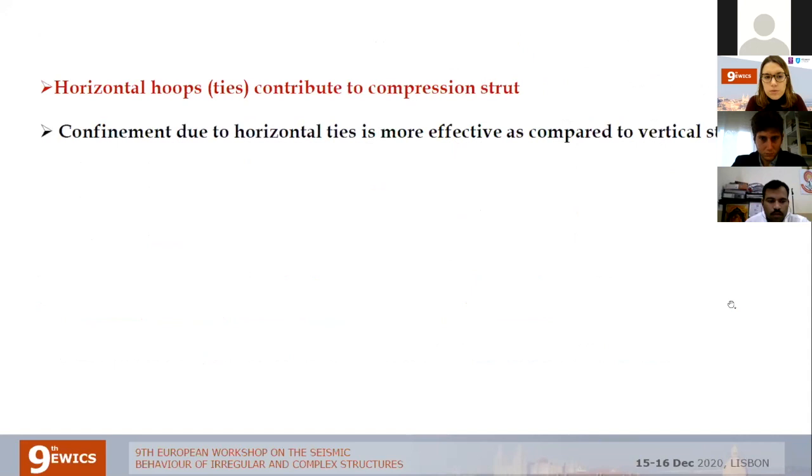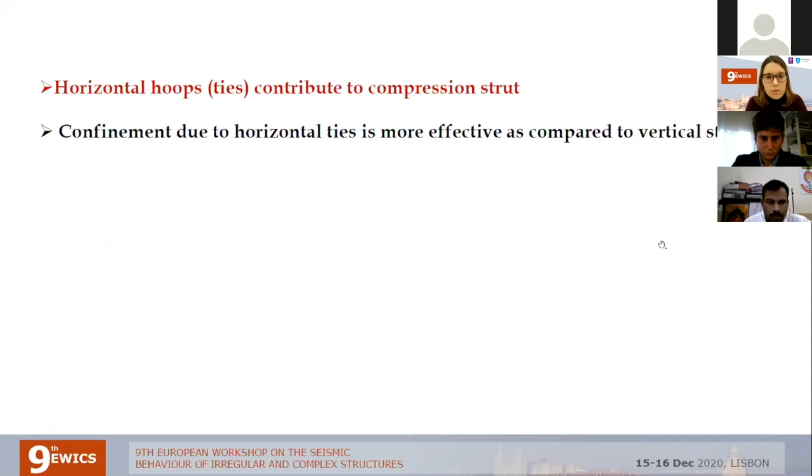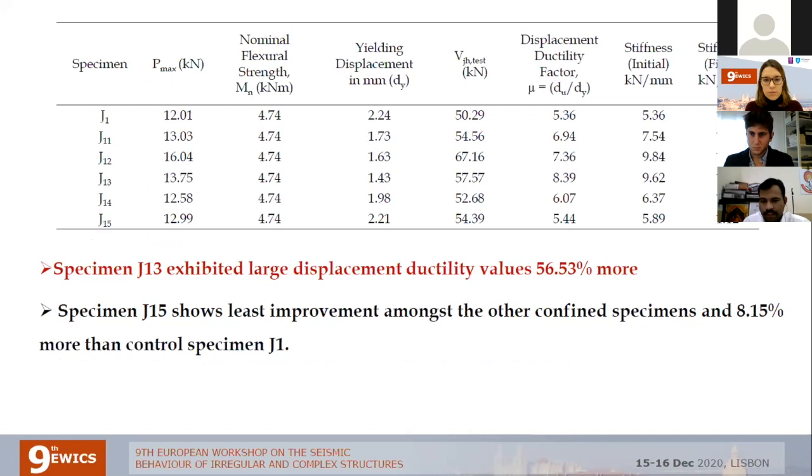Specimen J13 exhibits the largest ductility, which is near about 56.53% more, due to good confinement in the beam column joint region. As a result, there is proper anchorage and an effective joint shear resisting mechanism. So this maximum value is only because of that. Specimen J15 shows the least improvement among the other confined specimens, having only 8.15% more than the control specimen.